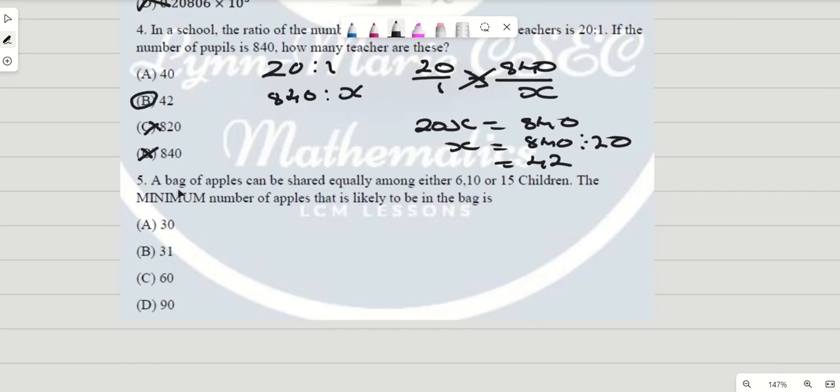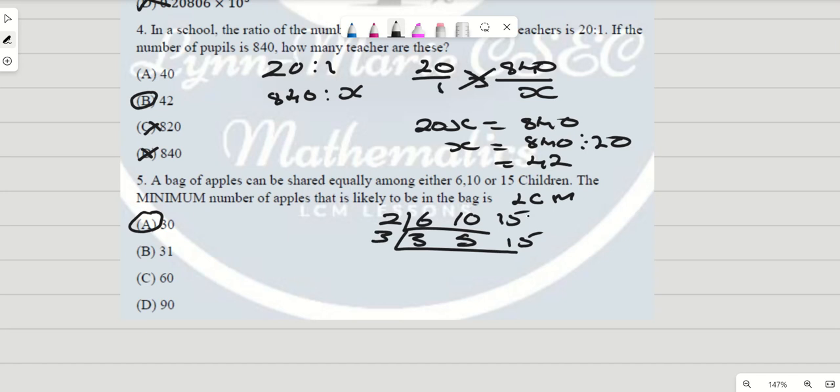They ask you: a bag of apples can be shared equally among 6, 10, and 15 children. The minimum number of apples that is likely to be in the bag is, first off, when they ask you a question like this, it is LCM. I think we did this question already, and the answer is 30. But let's see. We find the LCM of 6, 10, and 15. We're going to say 2, 3, 5, and 15.